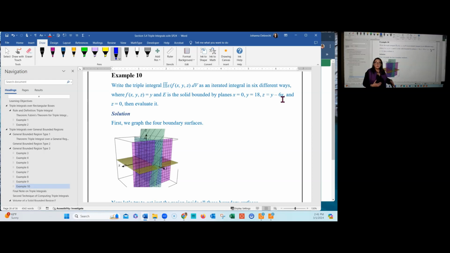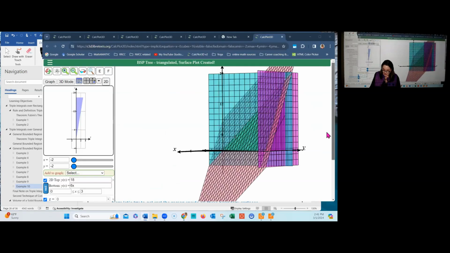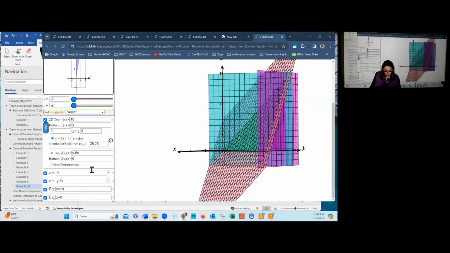So we want to graph the region that is below 18 and above y equals 6x, under the slanted plane surface and above the XY plane. And note that x has to start at 0 and y has to stop at 18. And z, of course, has to be greater than 0. Let's take a look now at what it looks like when we plot this as a region.